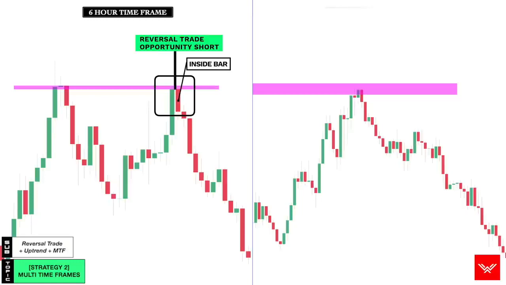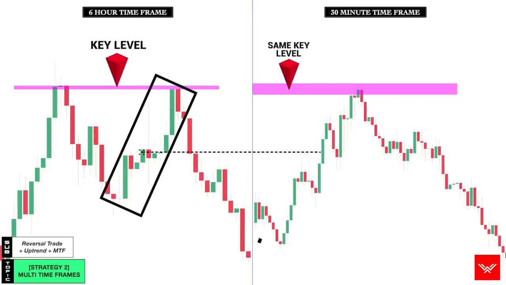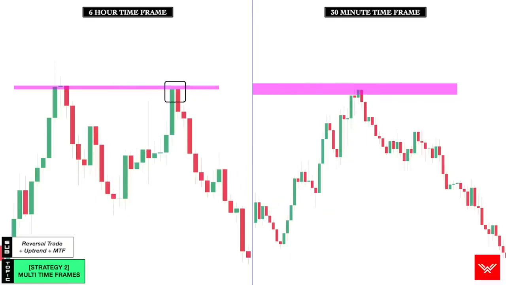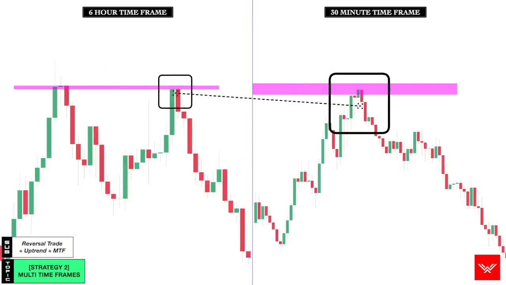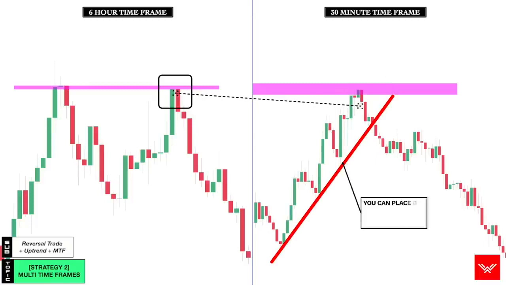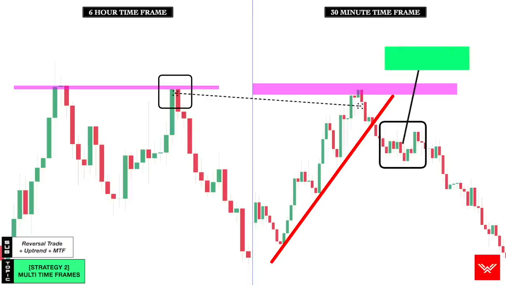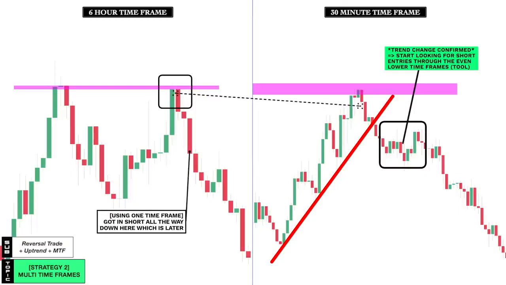Then on the right is the 30-minute time frame that was used for an entry point. Same key level, same pullback. This area here is this same area here. Now on the 30-minute time frame, you can place a trend line like this due to the swings of price being visible, where you couldn't do that on the 6-hour time frame on the left. After the trend line was breached, you started looking for trade entries short in this area here, where if you only used the 6-hour time frame on the left, you wouldn't start looking for entries until after this bearish momentum candle closed here, which is roughly down here on the right lower time frame.